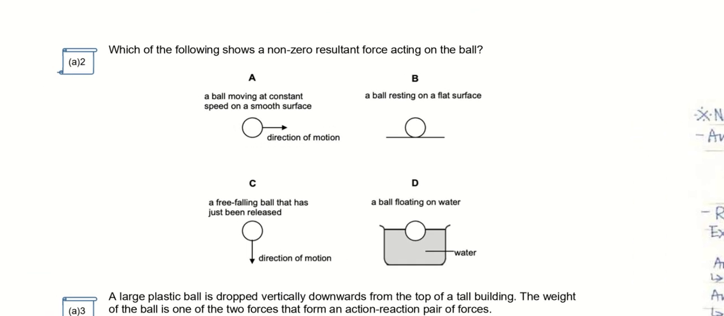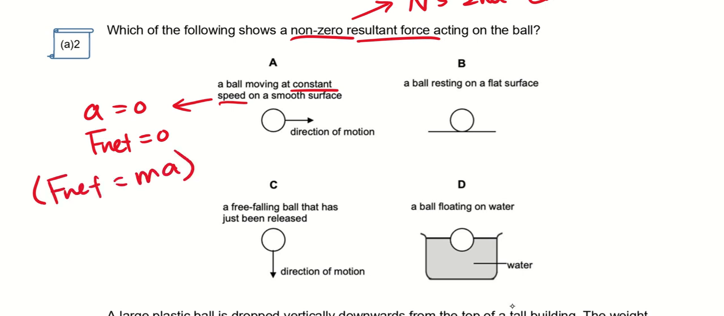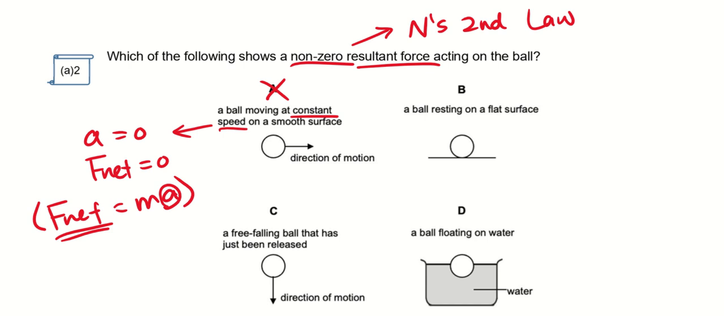Okay, A2, which of following shows a non-zero resultant force acting on the ball? That means this is following Newton's second law. Okay? So let's look at A. The ball is moving at constant speed. So whenever you see constant speed, you must be very happy because constant speed means acceleration is 0. And if acceleration is 0, that means your F net is 0. Why? Because F net equals ma. If your acceleration is 0, that means your F net is going to be 0. But the question is asking for non-zero resultant force. So therefore, this is not correct. This is actually obeying first law.